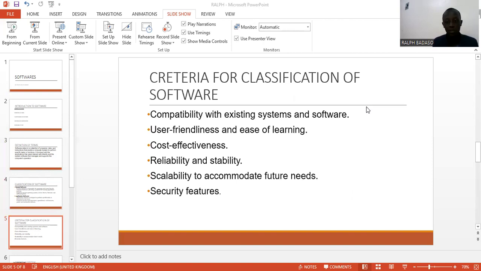Criteria for classification of software. So the criteria is compatibility with existing software and system. The software should be compatible with the existing operating system. It should be user-friendly and easy to learn, with effectiveness, reliability and stability, scalability to accommodate future needs, and security features.